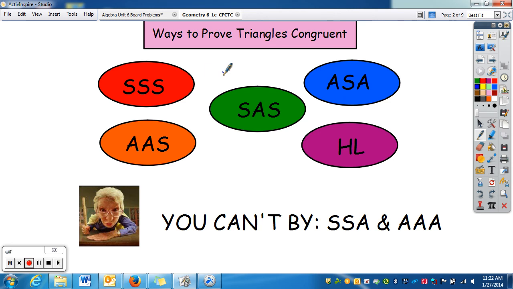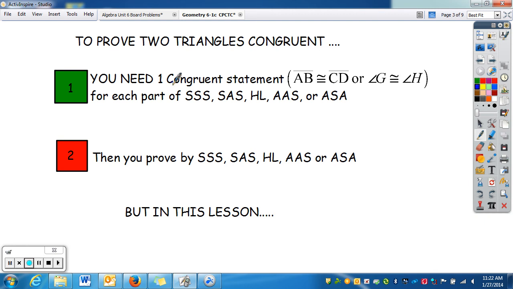So the ways we can prove triangles congruent, remember, are side, side, side; side, angle, side; angle, side, angle; and HL, but you cannot prove parts congruent by these ways. In the last lesson video, you needed one congruent statement for each part. If I had angle, side, angle, I need two angles and the side that's not included stated congruent. Or if HL, it needed to be a right triangle, and the hypotenuse and the leg need to be congruent to the corresponding parts. Then you could prove it this way. But in this lesson, we're actually having a step 3.